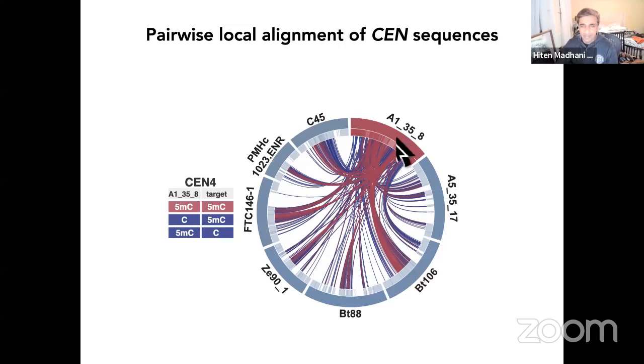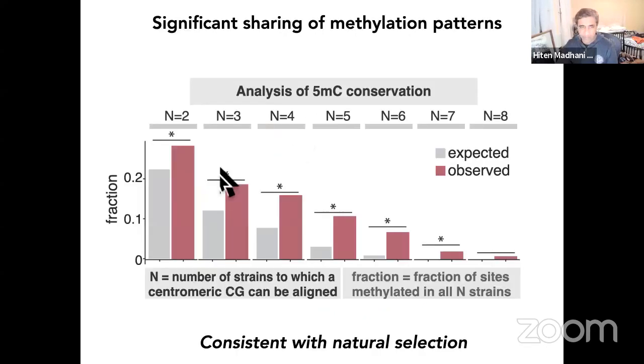We could then ask for a given centromere whether this sharing of methylation between isolates was more than you'd expect by chance. And so the complication here is that a given centromere, because of their rapid evolution, might be conserved only between 2 isolates, 3, 4, and so on. Very few alignments are found in all of these strains that diverged 5 million years ago.